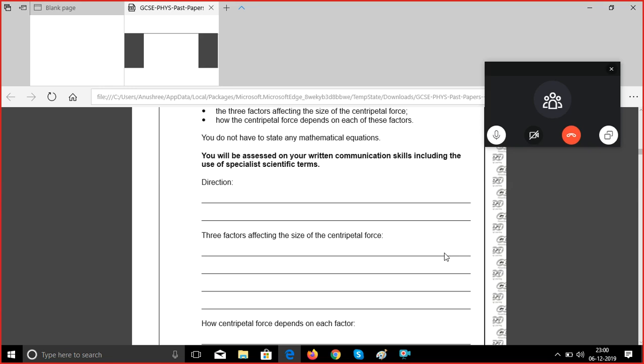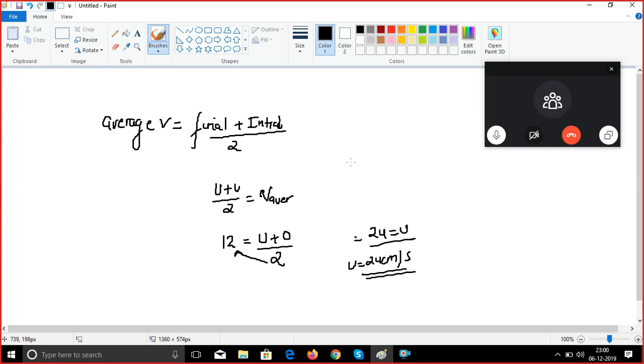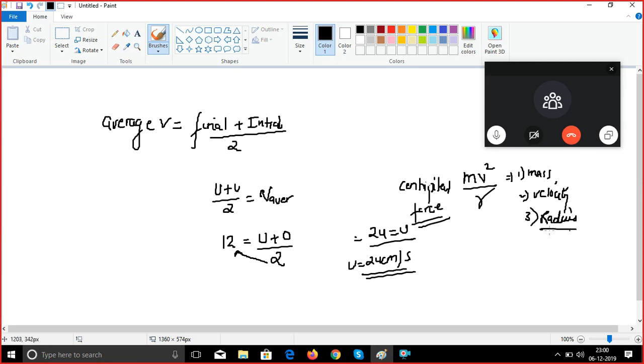If you know the formula, then it's much easier for you to calculate the factors' dependence. It's mv square over r. That's centripetal force. So you can say what the factors are. First is the mass, second is the velocity, and third is radius. So these are the three factors on which the centripetal force is dependent.